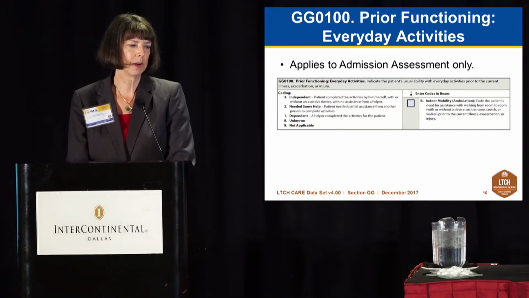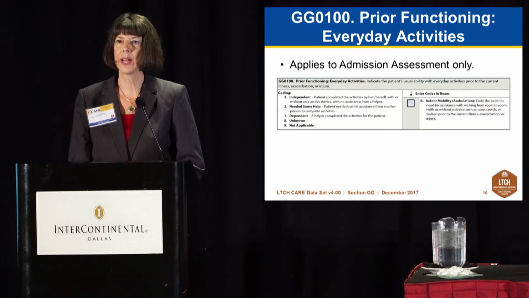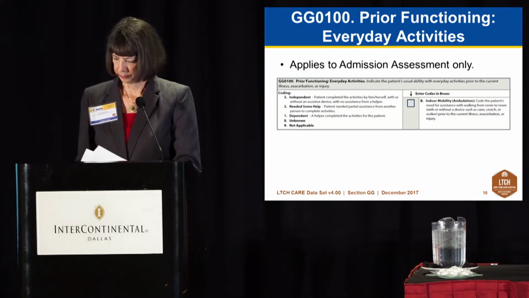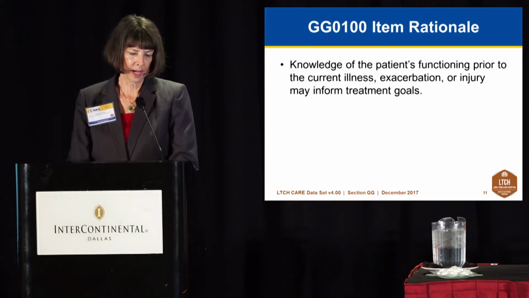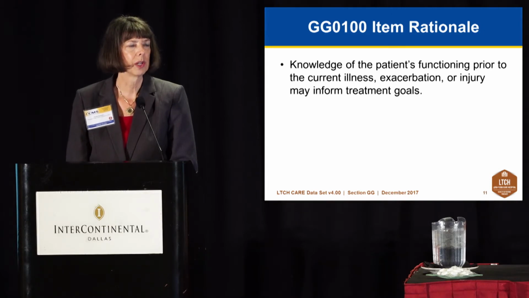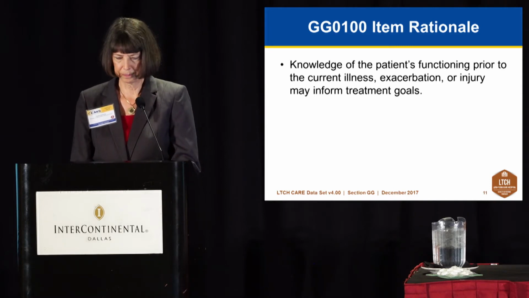So GG0100, prior functioning everyday items, applies, again, as I mentioned, to the admission assessment only. This is what it looks like. You only have, for the LTCH CARE Data Set, one of these items, and the item for mobility, which is on the LTCH CARE Data Set, that gives us the knowledge of the patient's functioning prior to their current illness, exacerbation, or injury. And this may help us inform treatment goals. So it's very important to acknowledge the fact that this is their prior functioning. This is not their current status that we're looking for here.